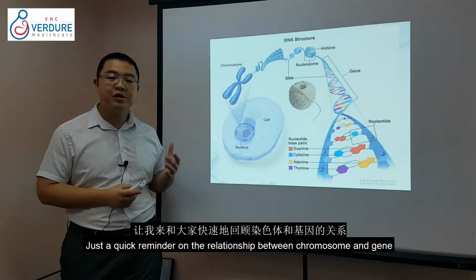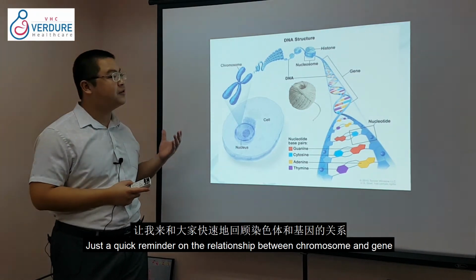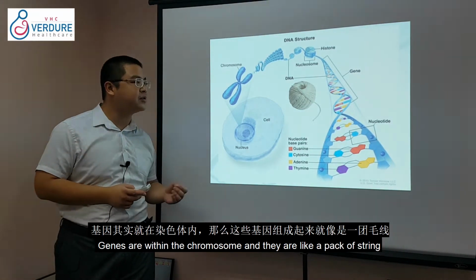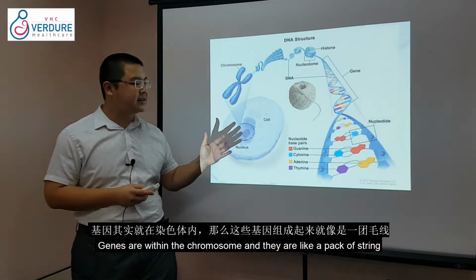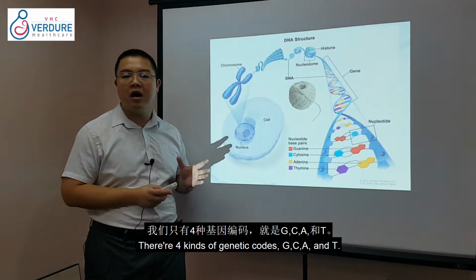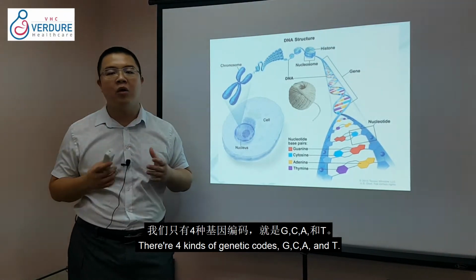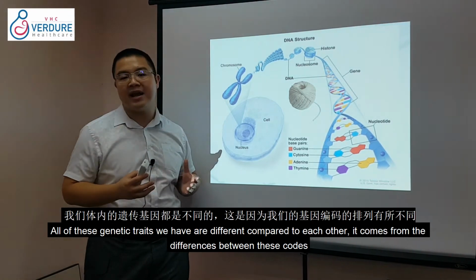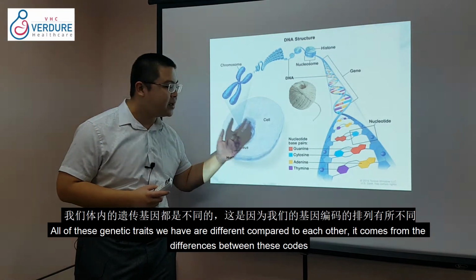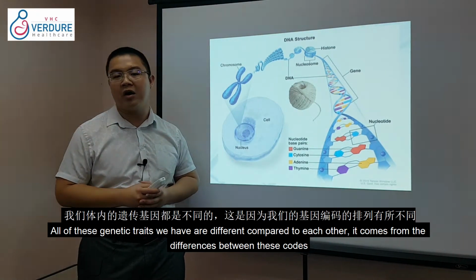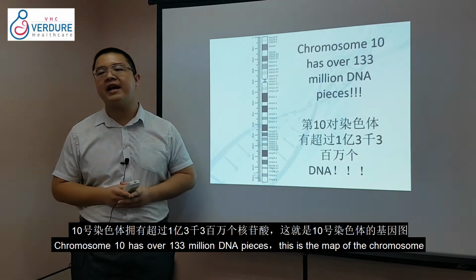Just a quick reminder on the relationship between a chromosome and a gene. In fact, genes are within the chromosome. They are just like a pack of strings, all right? And there are only 4 genetic codes, which is G, C, A, and T. All of these genetic traits that we all have different compared to each other come from the differences between these codes.